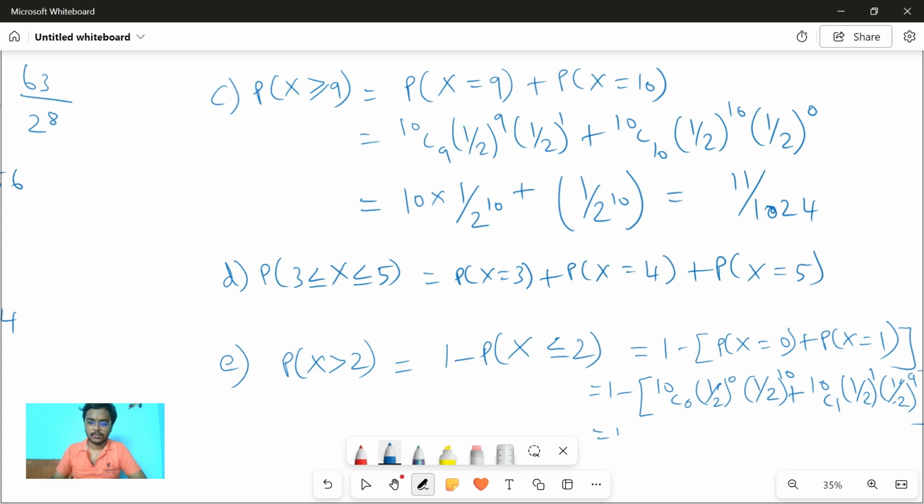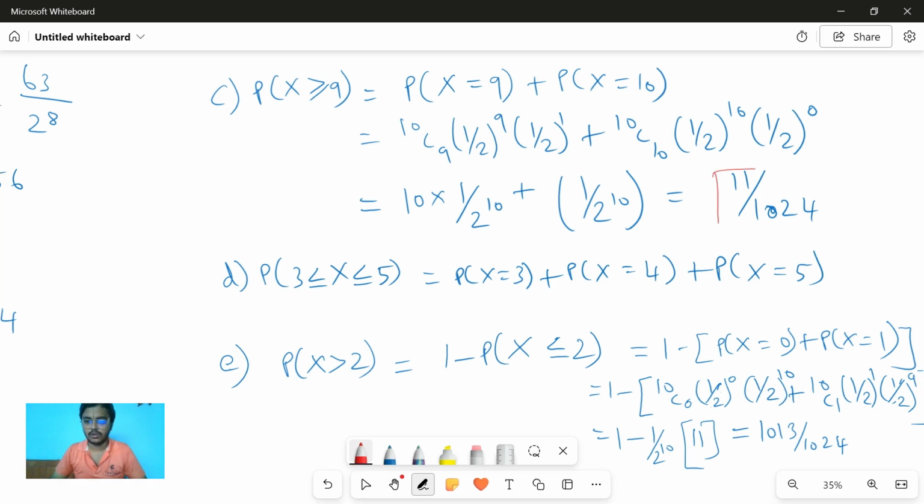Okay. So 1 minus, if you take 1 by 2 power 10 common, this will be 10C0 is 1, plus 10C1 is 10, again 11. So 1 minus 11 by 1024. So this will be 1023 by 1024, right? Oh, sorry, 11 is there, no? 1024 minus 11, which is 1013. So 1013 by 1024. Understood? Always, guys, always keep track that if your probability is coming greater than 1, you are making a mistake somewhere.